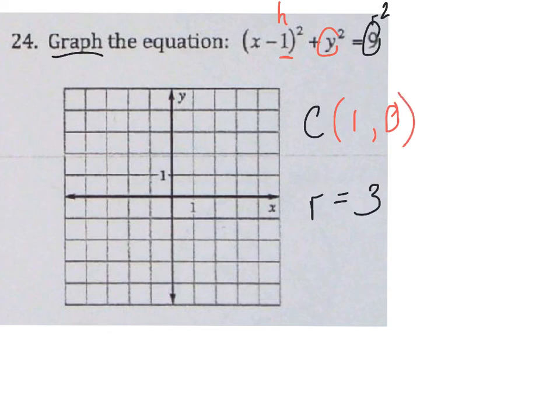Now we have what we need to graph my circle. Center is at (1, 0), and my radius is 3. So I'm just going to go 3 units to the right, 3 units down, 3 units to the left, and 3 units up to get an idea of where my circle is going to go. And then just try to do a rough sketch connecting those points to form your circle.